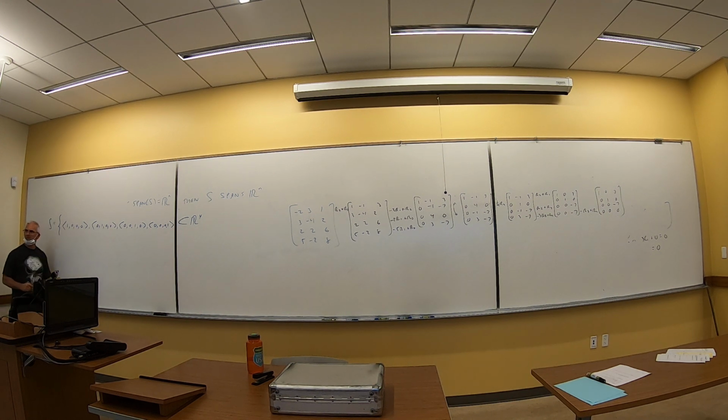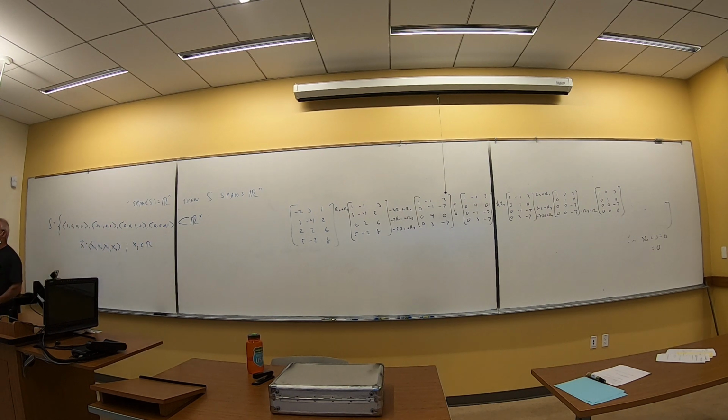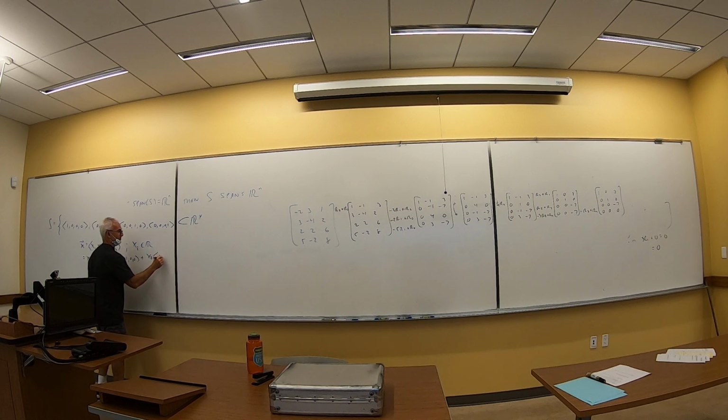Now, can I generate every vector in R4? Give me a random vector in R4. Let's just say x equals x1, x2, x3, x4, where the xi are real numbers. Do you agree this is a random vector in R4? Yes. I want to generate every conceivable linear combination of my original vectors. Well, wouldn't it be the case that this vector equals x1 times 1, 0, 0, 0, plus x2 times 0, 1, 0, 0, plus x3 times 0, 0, 1, 0?